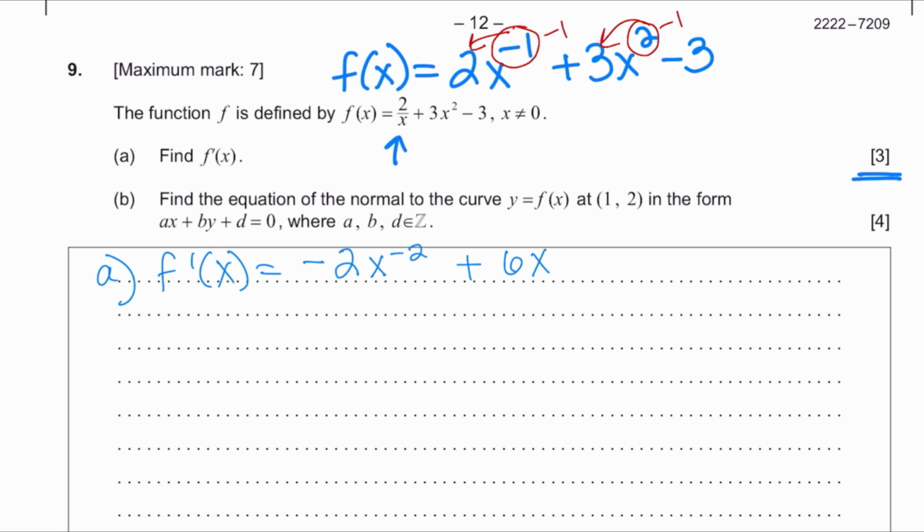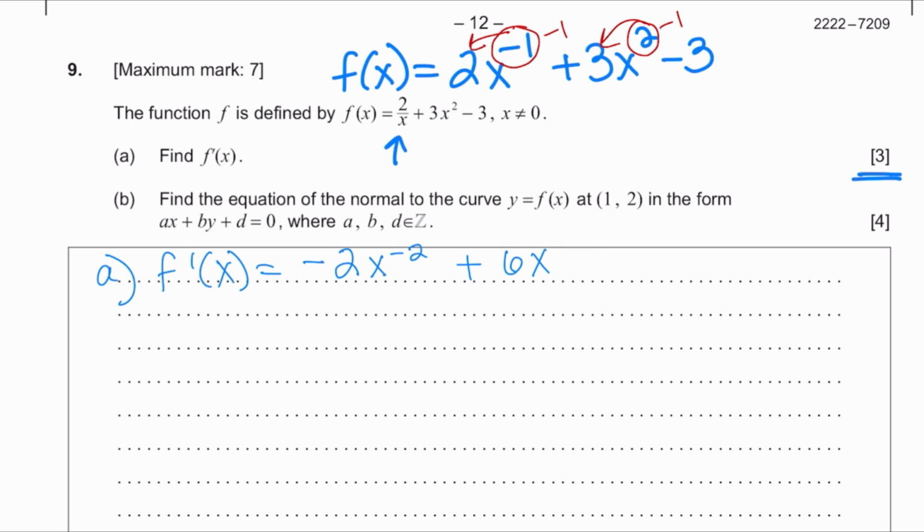You would have gotten 3 points for that answer. If you don't know how to find the derivative for the 2x to the negative 1, just by writing the 6x would have given you 1 mark. And remember, this exam is about getting every possible mark.